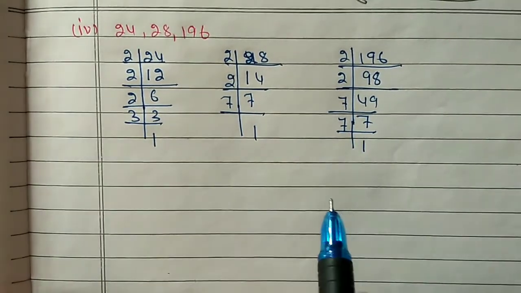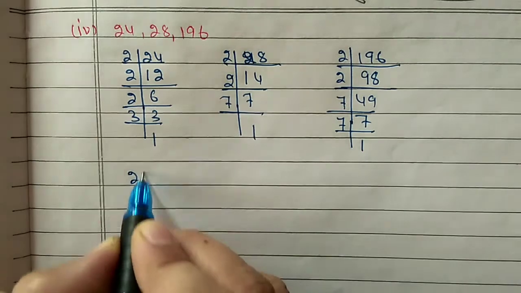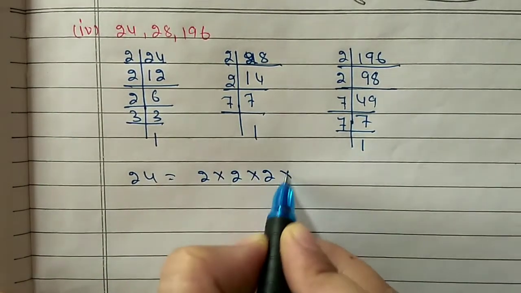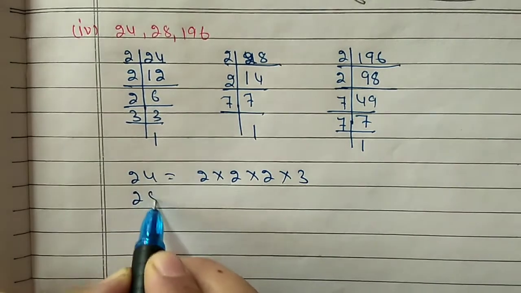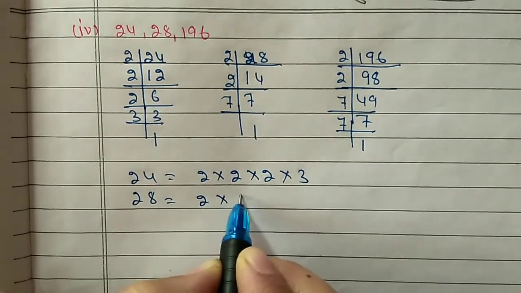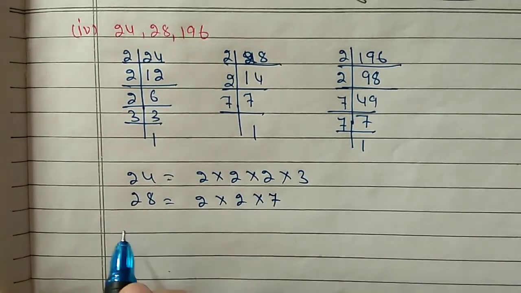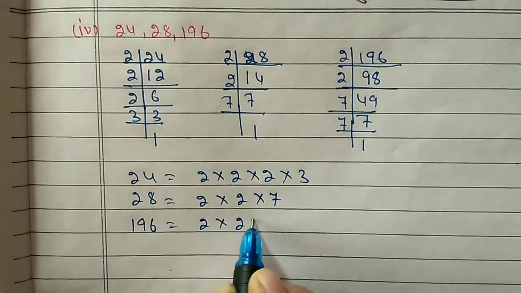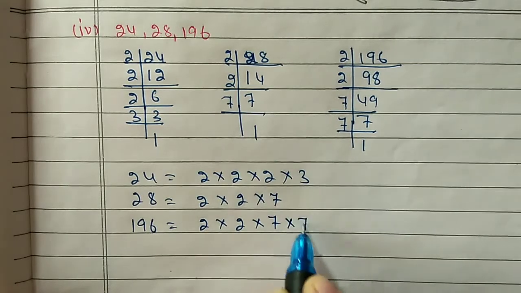196: 2 8s are 16, 2 9s are 18, 2 8s are 16, 2 4s are 8, and 9s, and 7 7s are 49, and 7 1s are 7 one time. Write all the factors together. 24 is 2 into 2 into 2 into 3, and 28 factors are 2 into 2 into 7. 196 factors are 2 into 2 into 7 into 7.